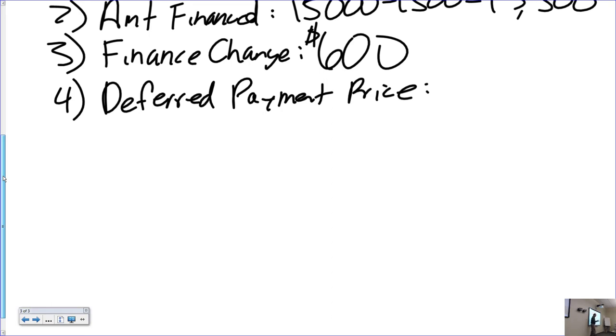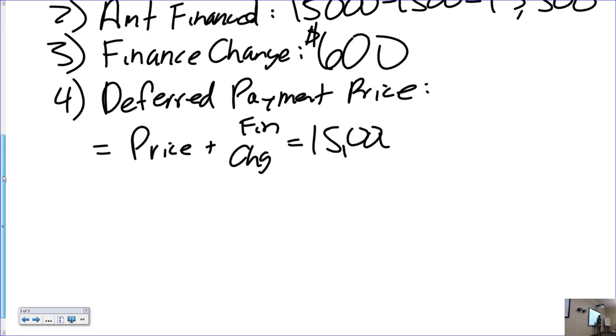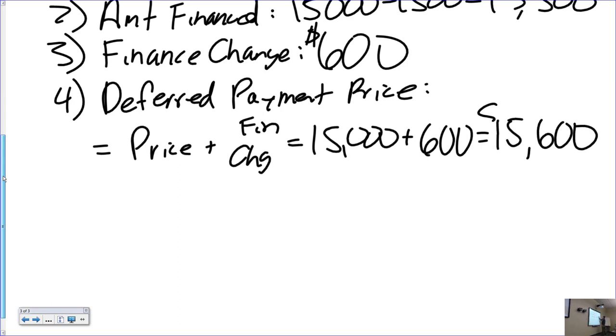Don't forget the multiple ways to calculate the deferred payment price, right? If you don't have the information for doing one of them, use the other. So in this case, it's price plus finance charge. What was the price of the tractor? $15,000. How much financing was I going to pay? $600. Technically, how much is this tractor going to cost me? $15,600, right? $15,000 that he agreed to sell to me at, plus the $600 extra that he's going to charge me because I'm going to take 3 years to pay him.